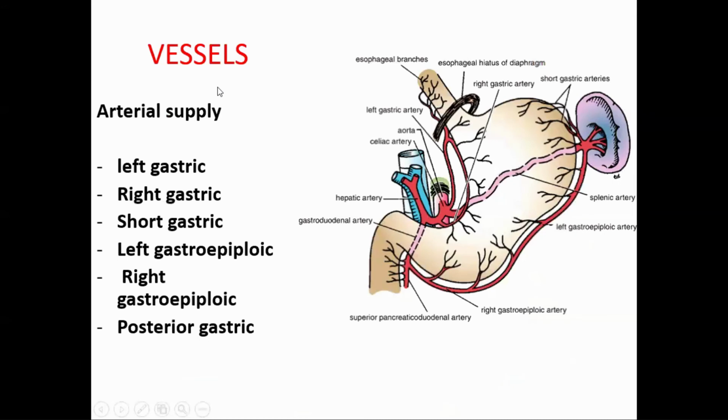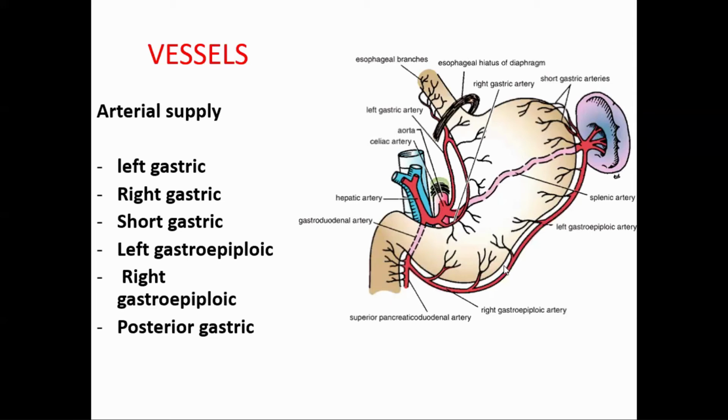Now the vessels, the arterial supply of the stomach. The stomach is supplied via the left gastric artery and the right gastric artery. They anastomose with each other close to the lesser curvature, and they are contents of the lesser omentum.